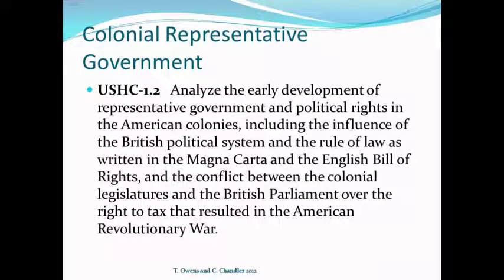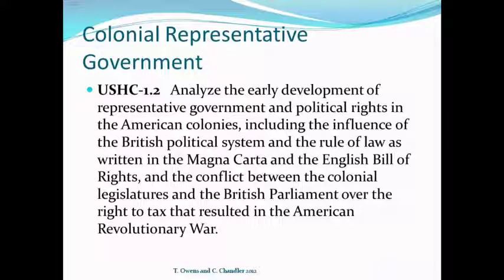This lesson is going to look at Standard 1.2. We're going to look at the early developments of representative government in the colonies, which we talked about a little bit in Standard 1.1. We're also going to look at the influence of the British political system on the New World and how we brought some of the ideas from the British political system into our political system.